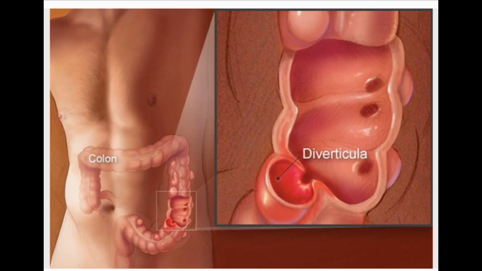Diverticulitis Slideshow: Causes, Symptoms, and Treatments. 1. What is diverticulitis? Sometimes tiny, bulging pouches, called diverticula, form in the colon. This condition is called diverticulosis. If the pouches become inflamed or infected, this is diverticulitis.